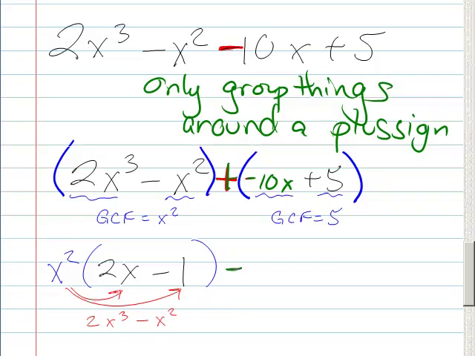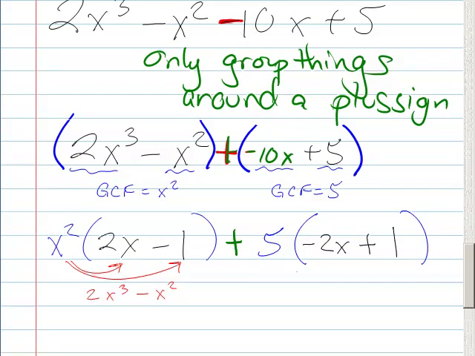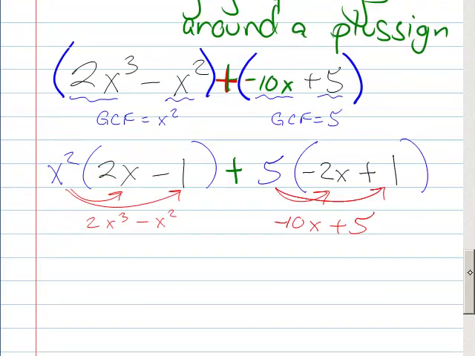So then we've got plus 5 times, and if I pull a 5 out of negative 10x, I've got a negative 2x left. And if I pull a 5 out of a 5, I've got a 1 left. Okay? Neat. And we can go ahead and check it just to make sure. So I've got negative 10x plus 5. Perfect, just like I wanted.